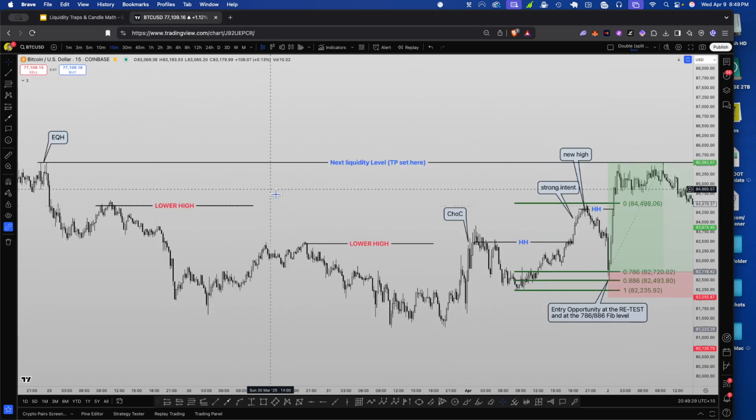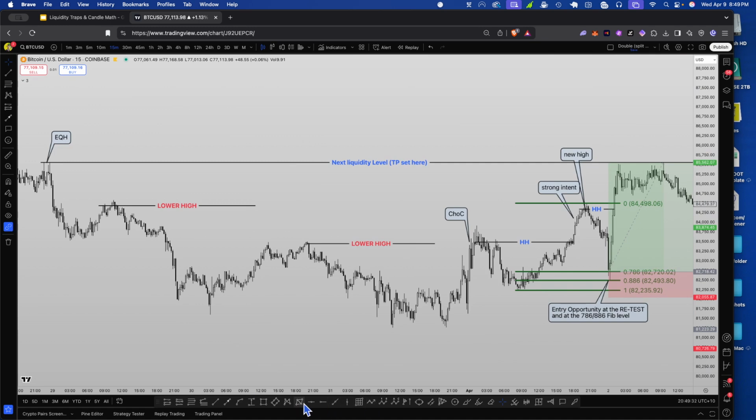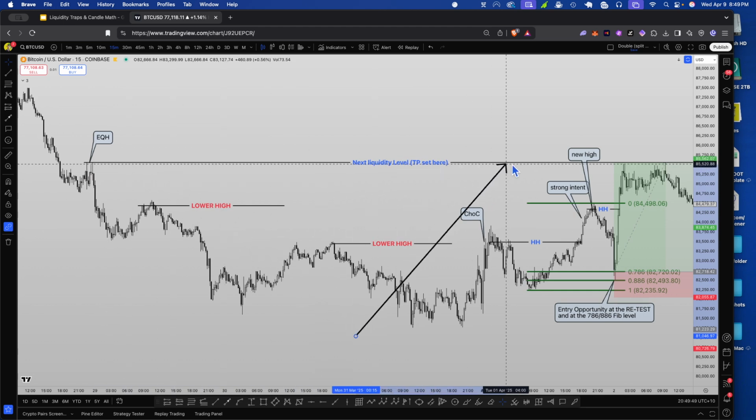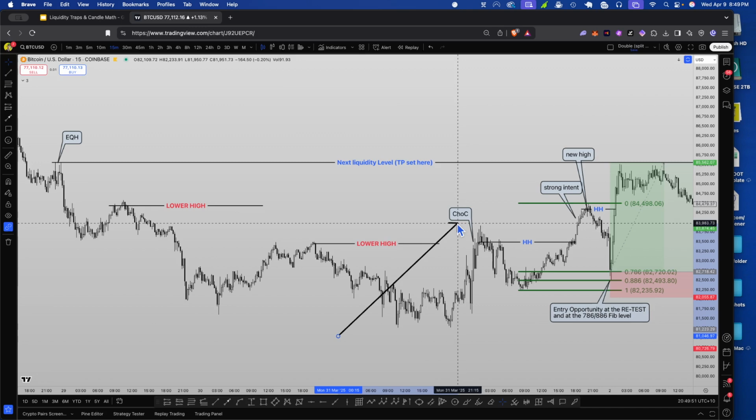Obviously we had up here all the way, and I'm just going to take my arrow so we can see what I'm pointing at, and we're going to make it nice and big so we can see. We can see we had equal highs. These are equal highs 1 and 2. So this is obviously a major level of liquidity. We're going to use that for later.